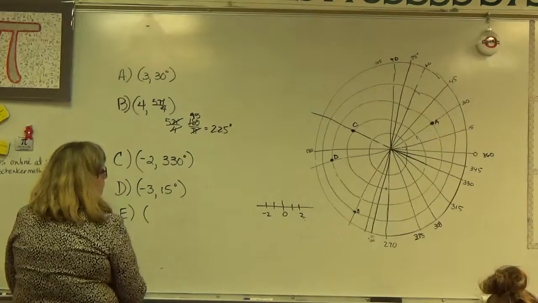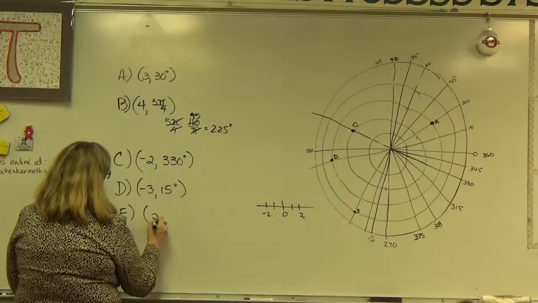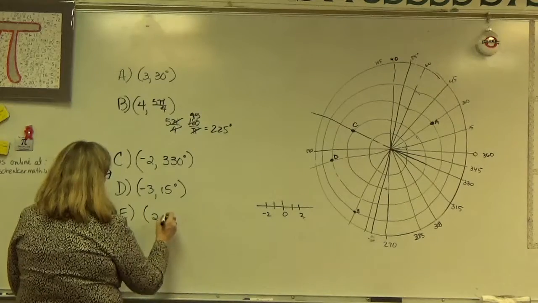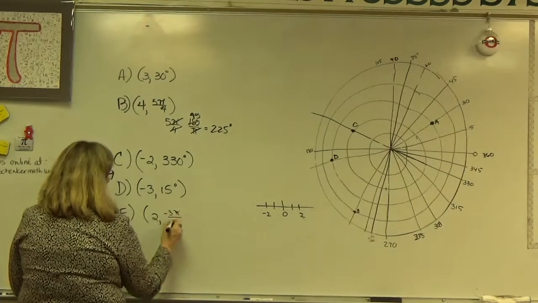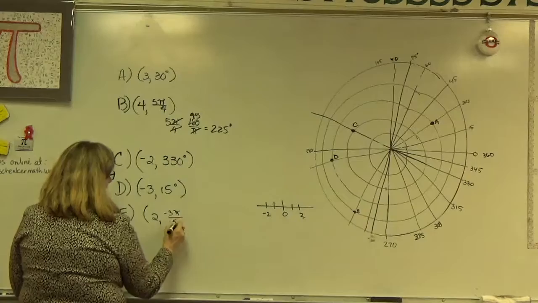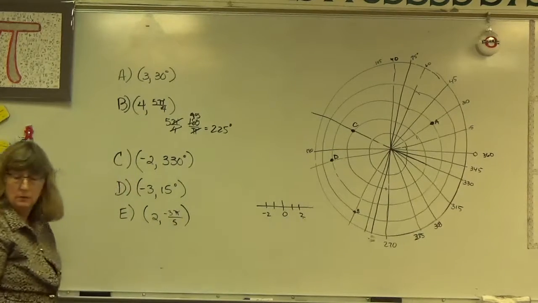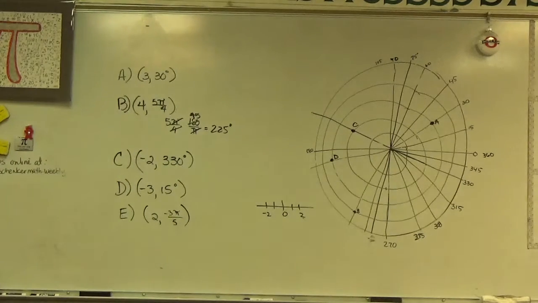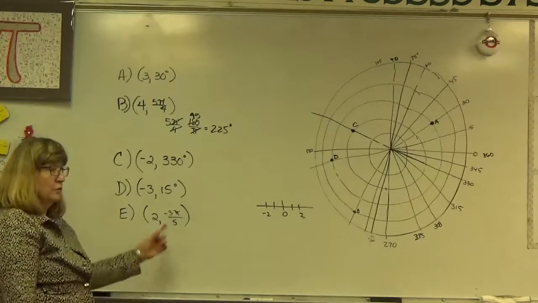Let's go 2 and negative 3 pi over 5. Then we're going to have to do one that's larger than our range. We haven't done one of those. What do I need to do first?